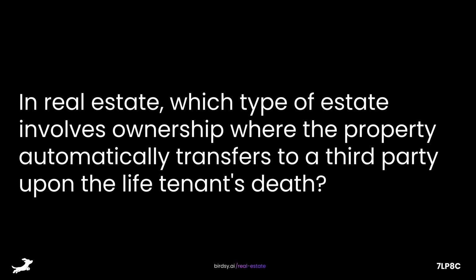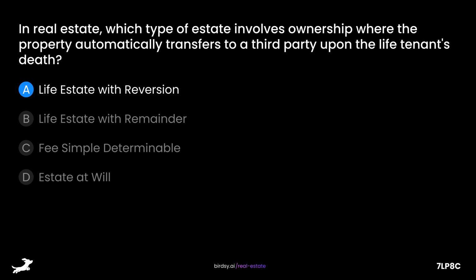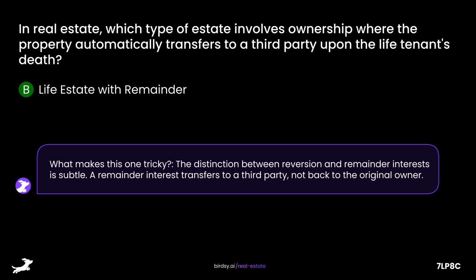In real estate, which type of estate involves ownership where the property automatically transfers to a third party upon the life tenant's death? Is it A, life estate with reversion, B, life estate with remainder, C, fee simple determinable, or D, estate at will? The answer is B, life estate with remainder. What makes this one tricky? The distinction between reversion and remainder interests is subtle. A remainder interest transfers to a third party, not back to the original owner.